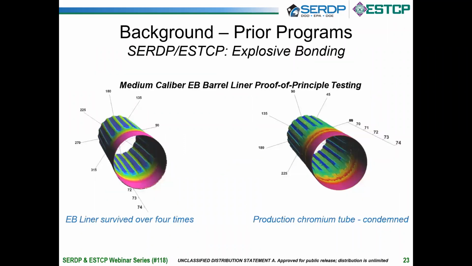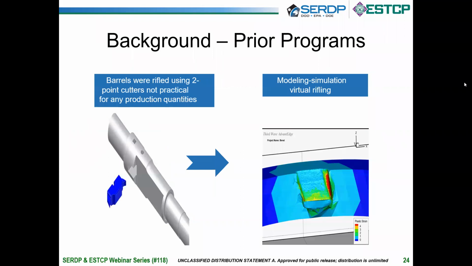It then became apparent, though, that normal machining mechanisms will not work with these refractory metals. We were machining these medium caliber barrels using 2-point cutters, as you see there. And this is nothing that you could do in production. It was just so we could rifle the barrel and test it.